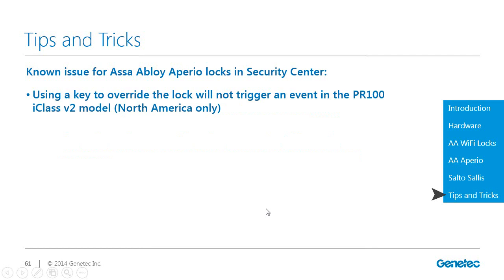Looking at the Assa Abloy Aperio locks, there is only one known issue for them at the moment. Using a key to override the lock usually will trigger an input on the Aperio and Salus locks, but on the PR100 I-Class V2 model, you won't get any event to indicate this. Now, of course, that doesn't restrict the functionality. You can still use the key, you just won't get a record of it in Security Center.